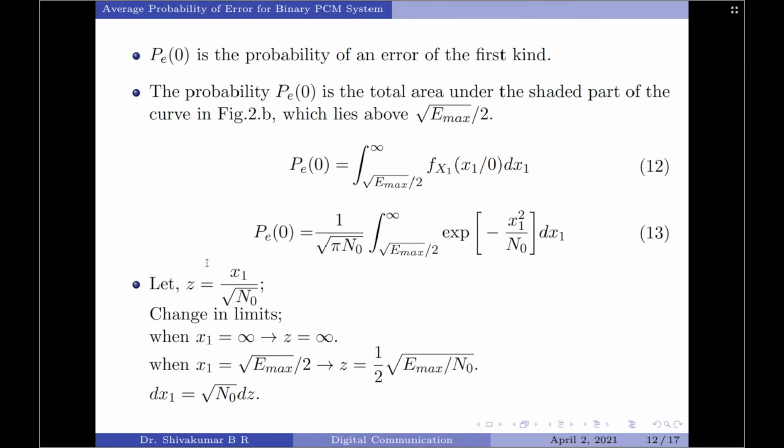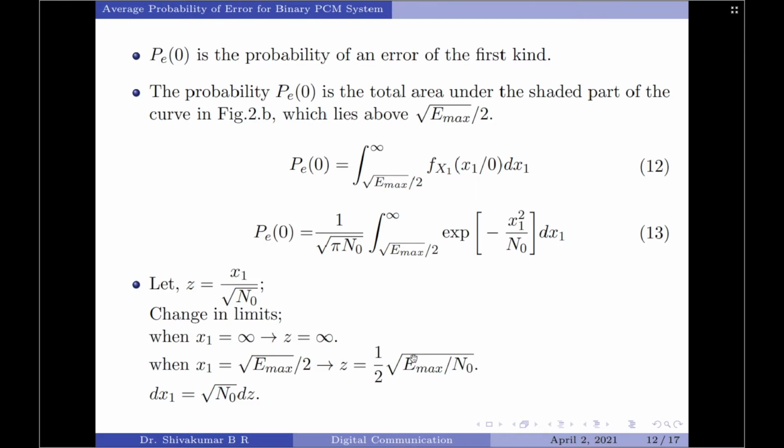Now since I have changed the variable from x to z, I need to find new limits for the integral, as well as represent the value of dx1 in terms of dz. To do that, I am going to substitute the old limits in place of x1 and find new limits for z. That is, when x1 is infinity, z is equal to infinity by square root of n0, which anyhow is once again infinity. On the other hand, when x1 is square root of Emax by 2, z is equal to square root of Emax divided by root n0 multiplied by 1 by 2.